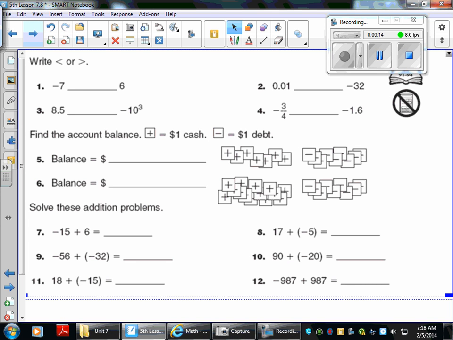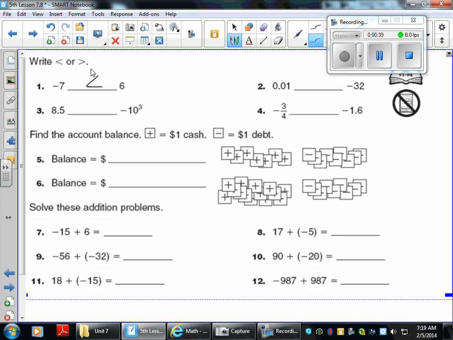If we look at problem number 1, it asks us to write whether the number on the left is greater than or less than the number on the right. If I look at the first problem, it shouldn't be too hard. I can see that 6 is obviously greater than negative 7. So that's the symbol we should have for number 1. Negative 7 is less than 6.